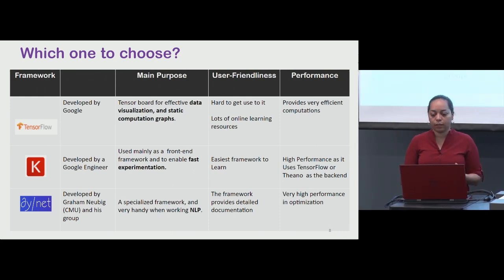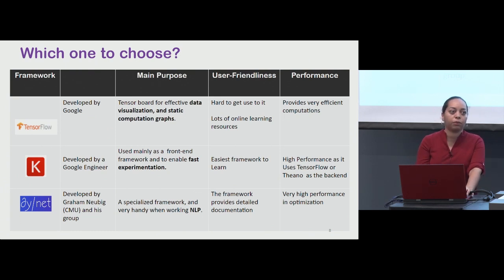Keras is also high in performance efficiency, but it's mostly an interface for other frameworks, such as TensorFlow and Theano. This is the easiest one, and it's usually used for fast experimentation. If you want to do a publication or something fast, Keras will be the one.